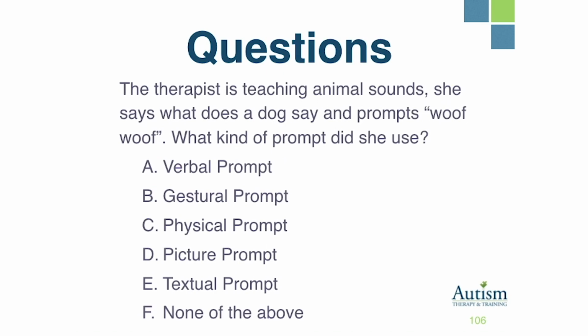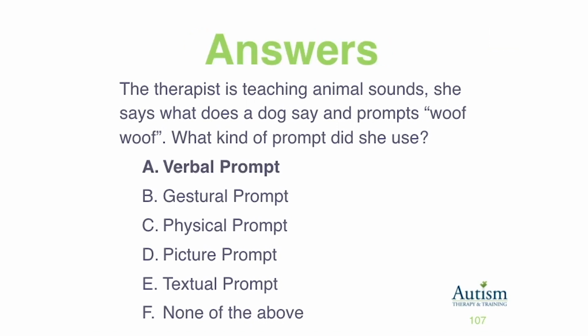The therapist is teaching animal sounds. She says, "What does a dog say?" and prompts woof woof. What kind of prompt did she use? A. Verbal prompt. B. Gestural prompt. C. Physical prompt. D. Picture prompt. E. Textual prompt. Or F. None of the above. And the correct response is A. Verbal prompt.